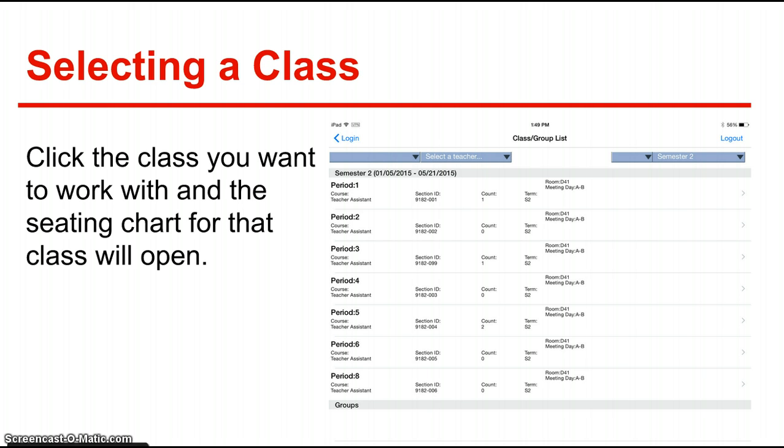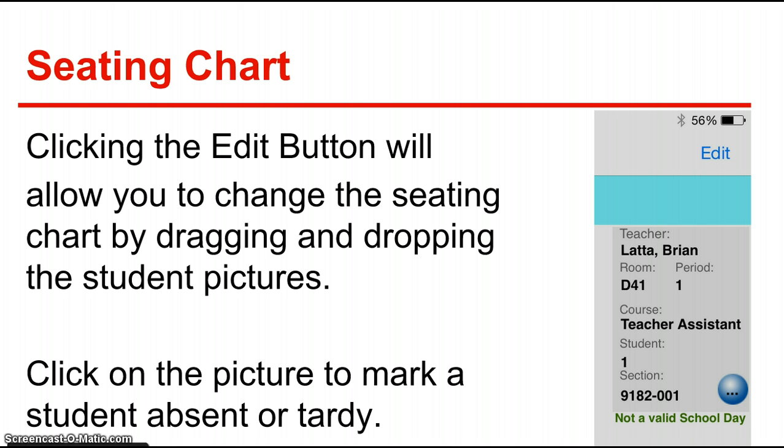From here, you can click on any one of the classes that you see. For example, I'll click on period 1 to open up that class's seating chart. The first thing you'll notice at the top right-hand corner is an edit button. You'll see your teacher name, your room number, your period, the course that you're teaching, how many students you have, and the section number.